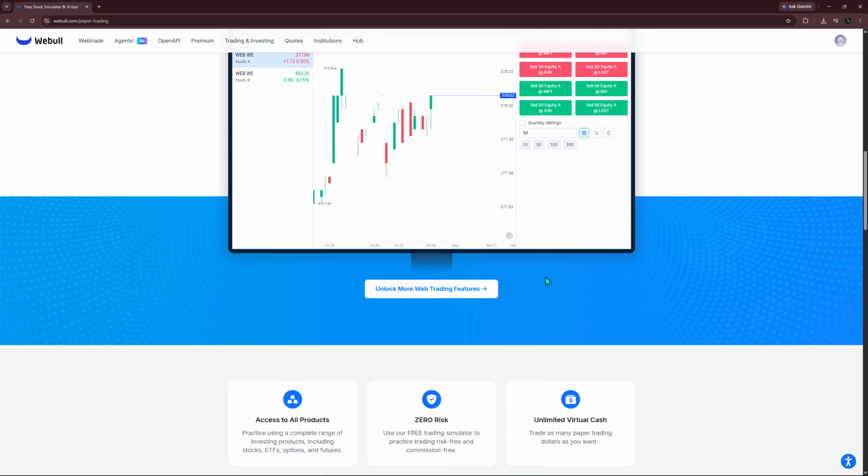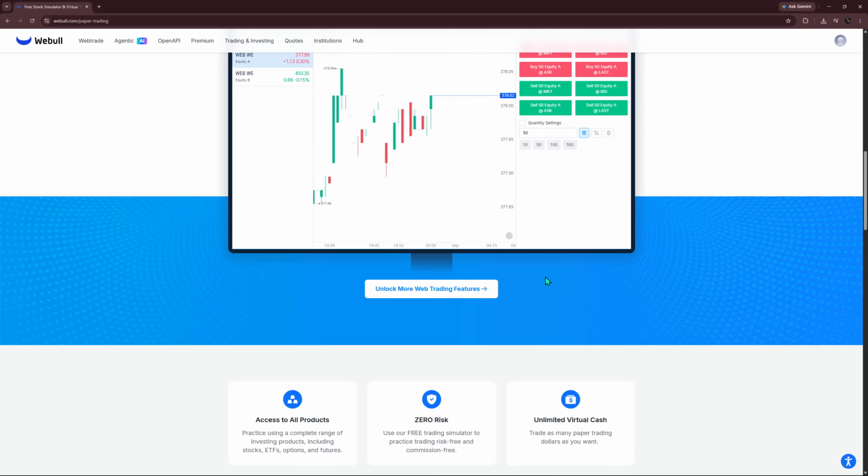Remember, the goal of paper trading is to build your confidence and understanding of the market. Use it as a learning tool and take the time to familiarize yourself with various trading strategies. Once you feel comfortable and consistent in your paper trading results, you can consider transitioning to live trading.